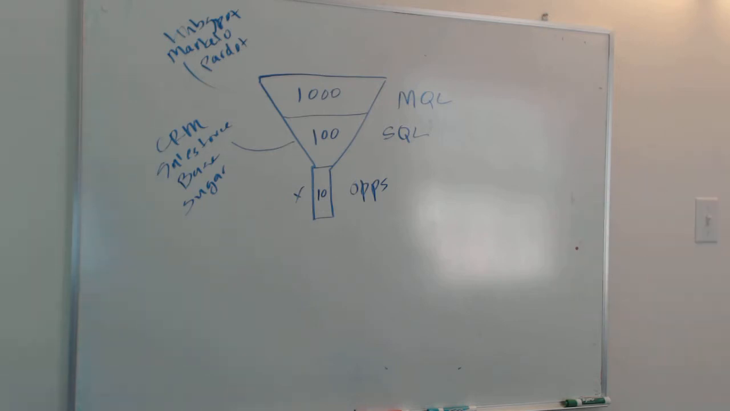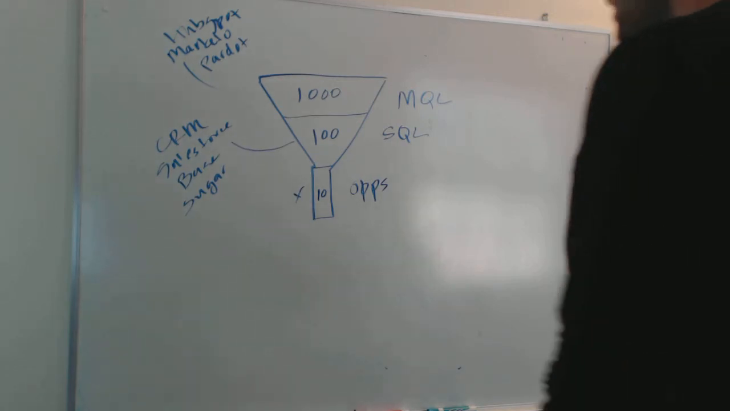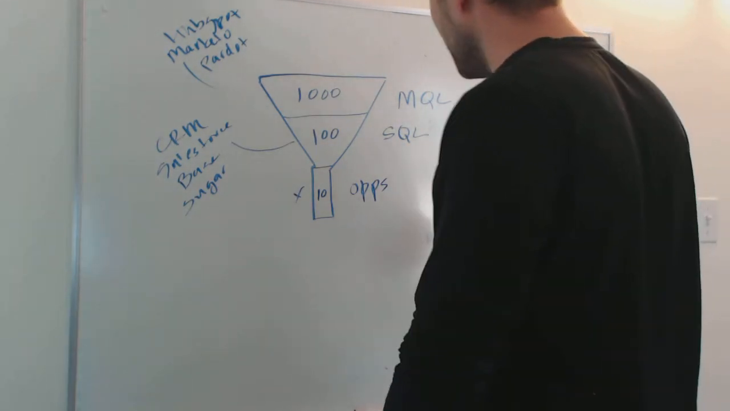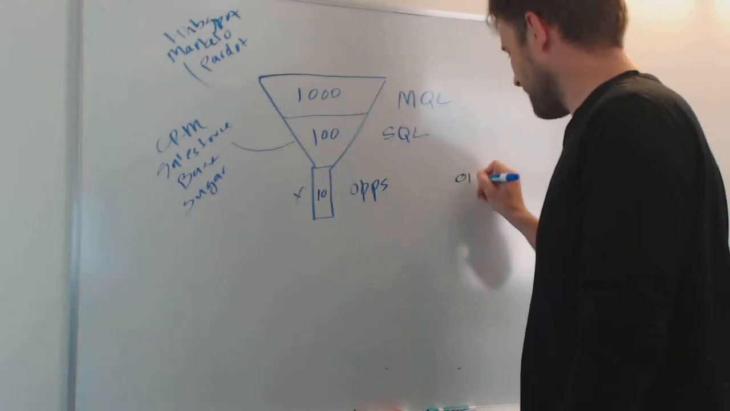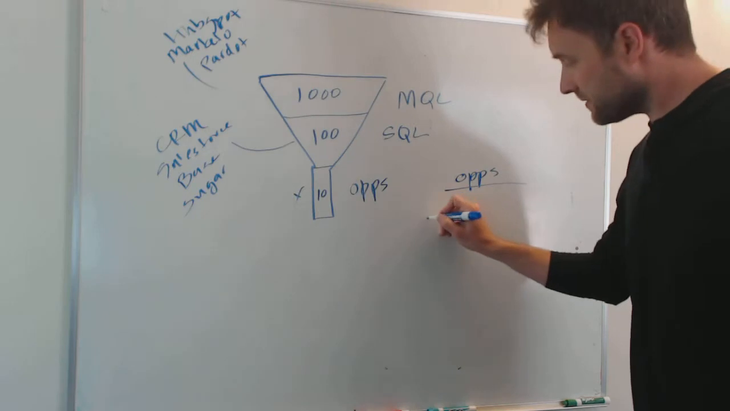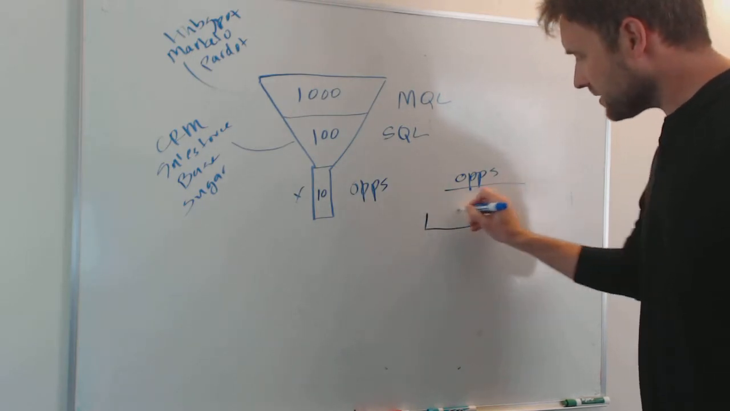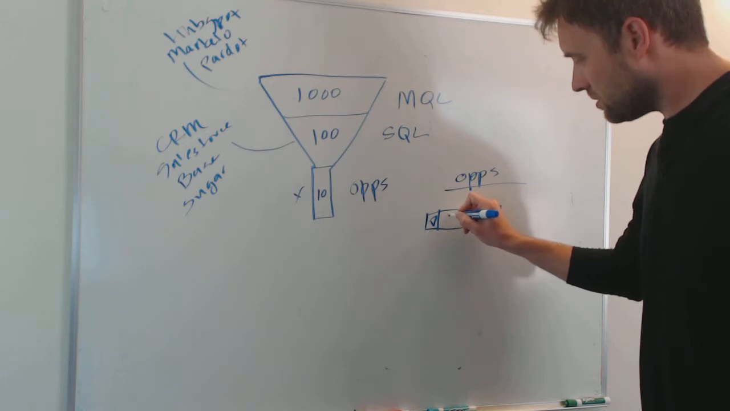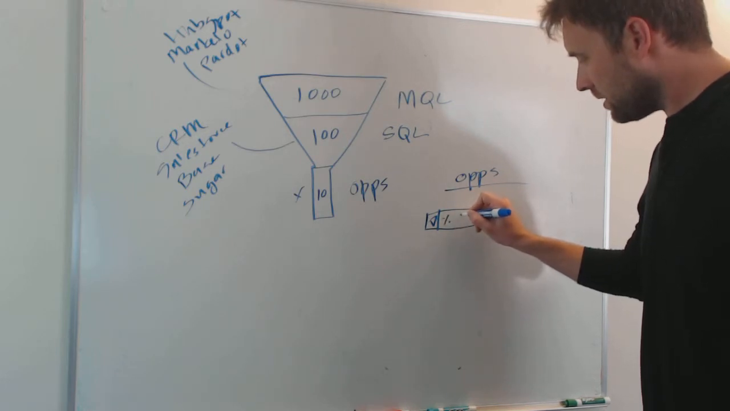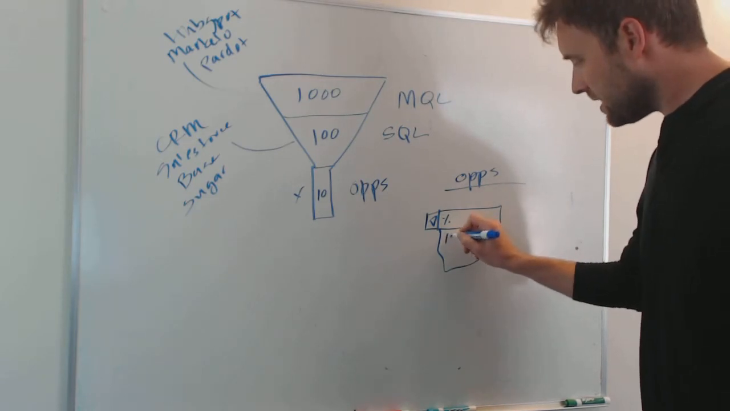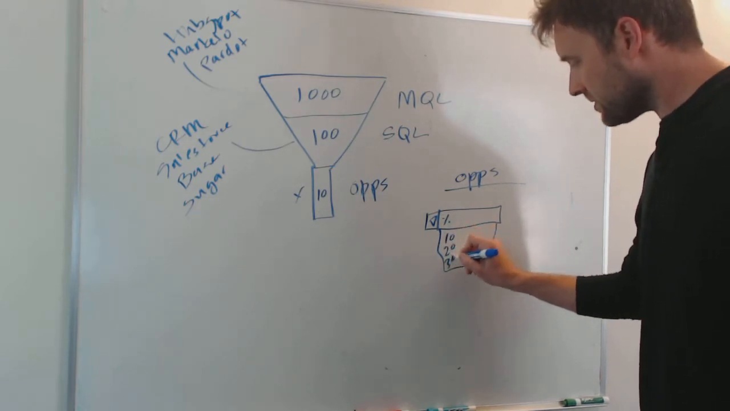So this is where Opptify comes in. Right now, in your CRM, in your Salesforce, you have this section called Opportunities. I'm just going to call it Opp for short. And you probably have something like this. You have a drop-down box with percentage. So you're going to mark a percentage here. You've got 10%, 20%, 30%.